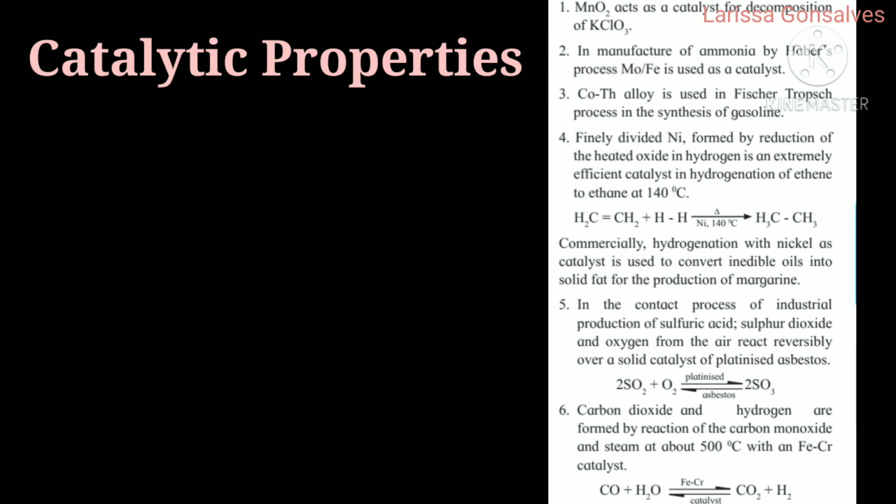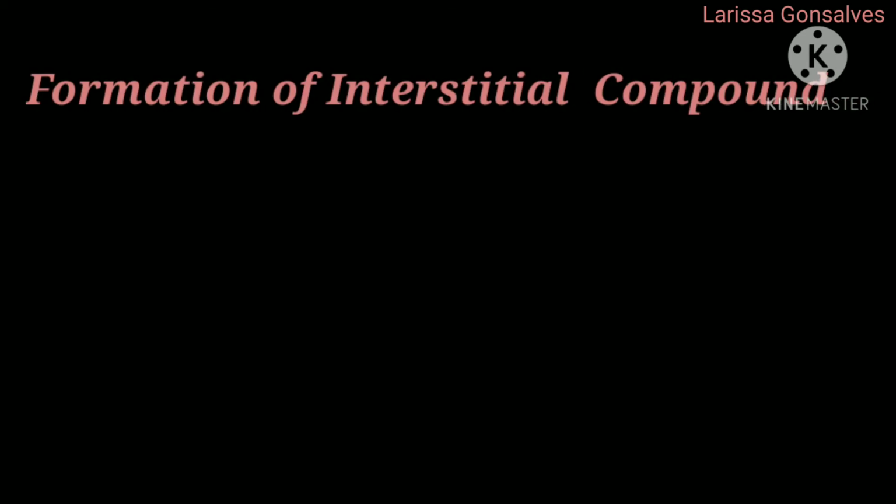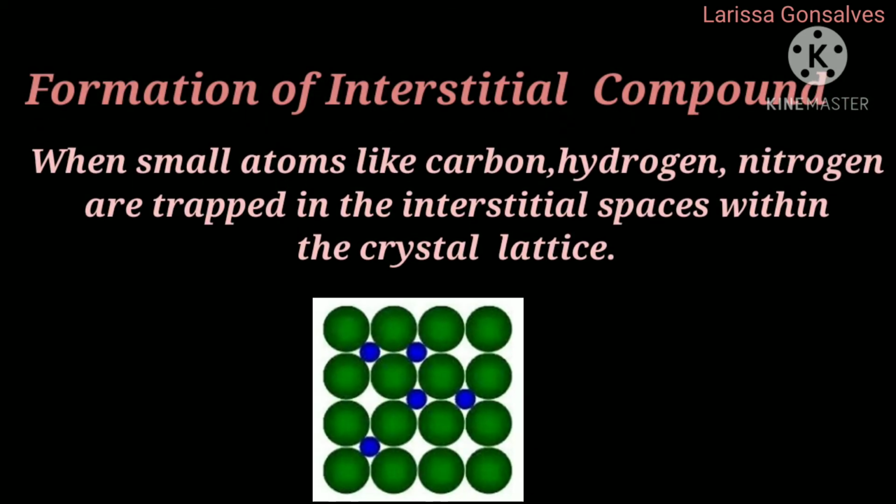So this was all about the catalytic properties. Now we move on to the next trend, that is formation of interstitial compounds. What are interstitial compounds? When small atoms like hydrogen, carbon, nitrogen are trapped within the interstitial spaces of the crystal lattice, then they are called interstitial compounds.